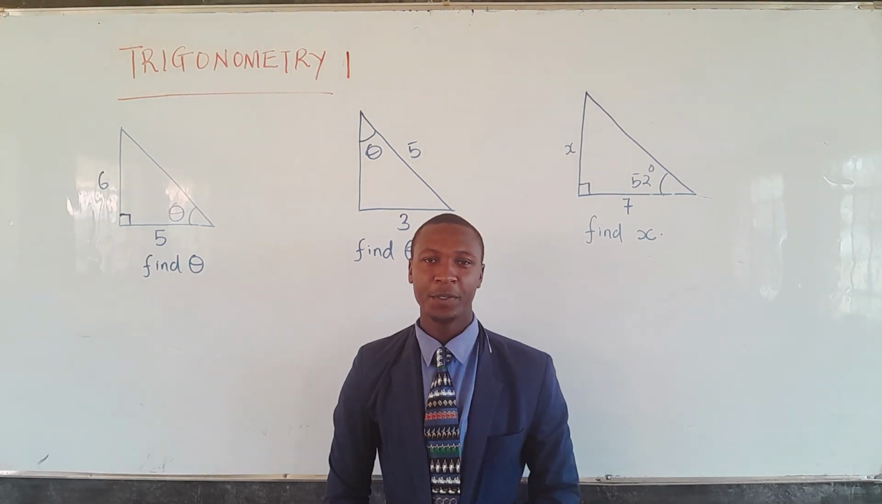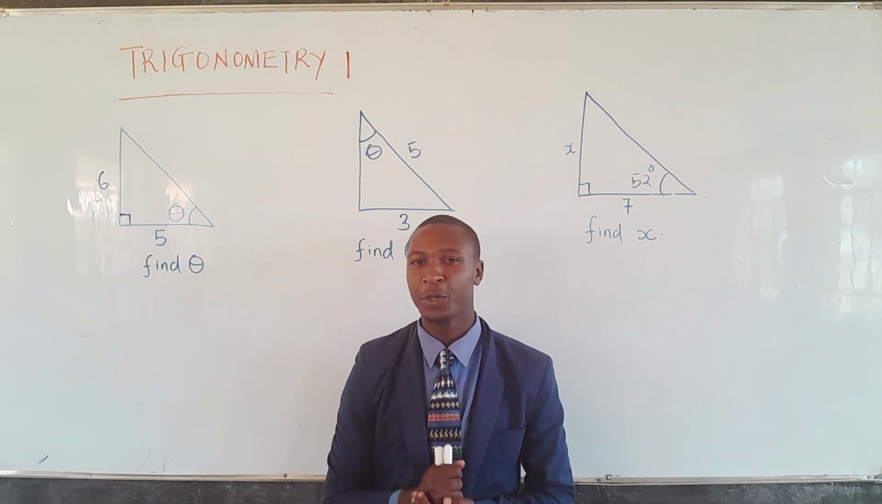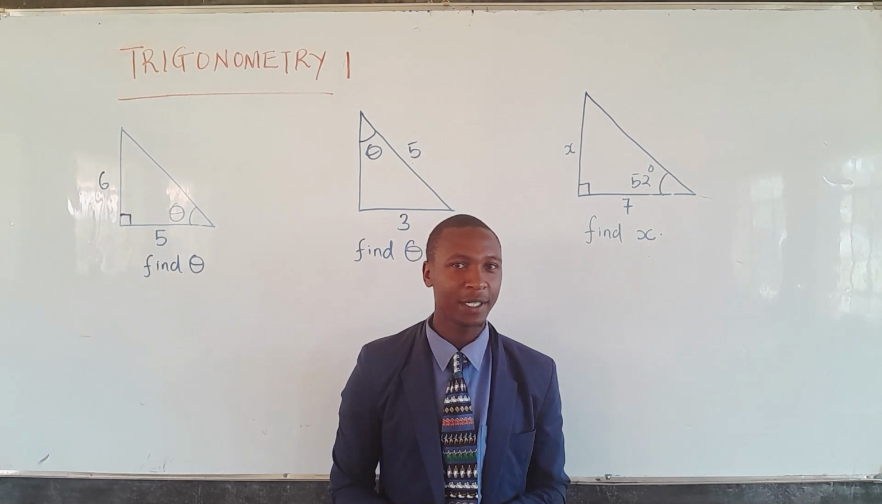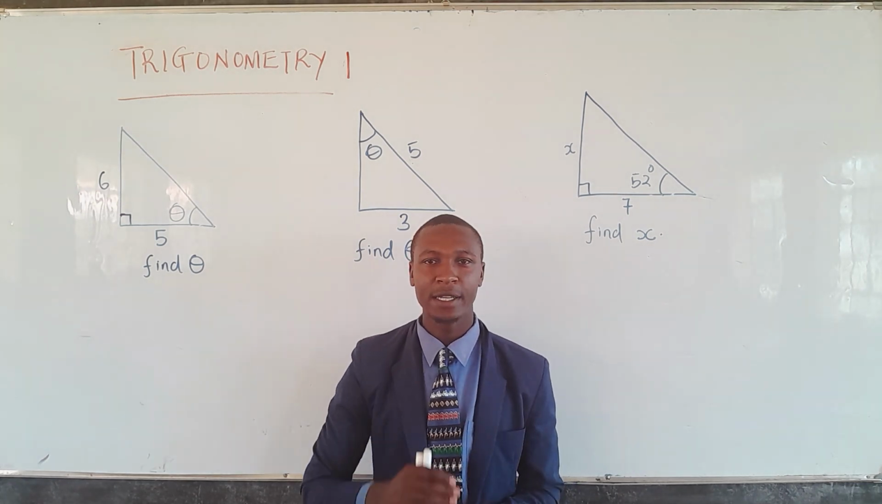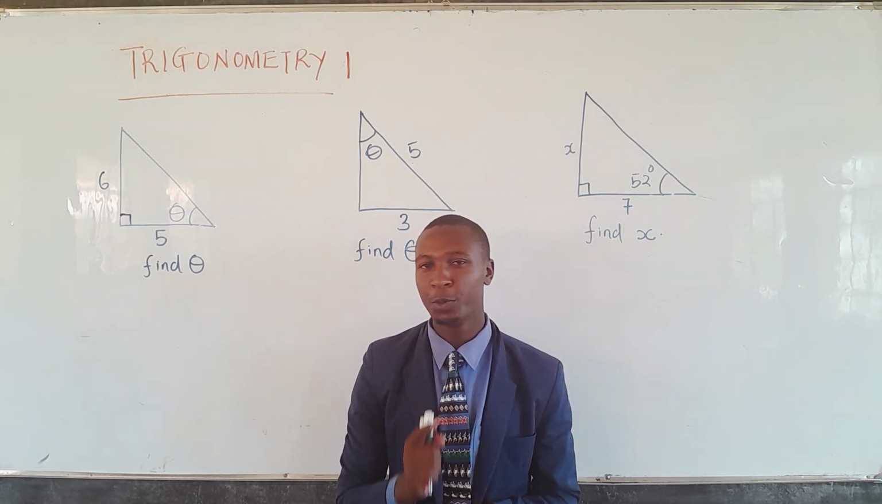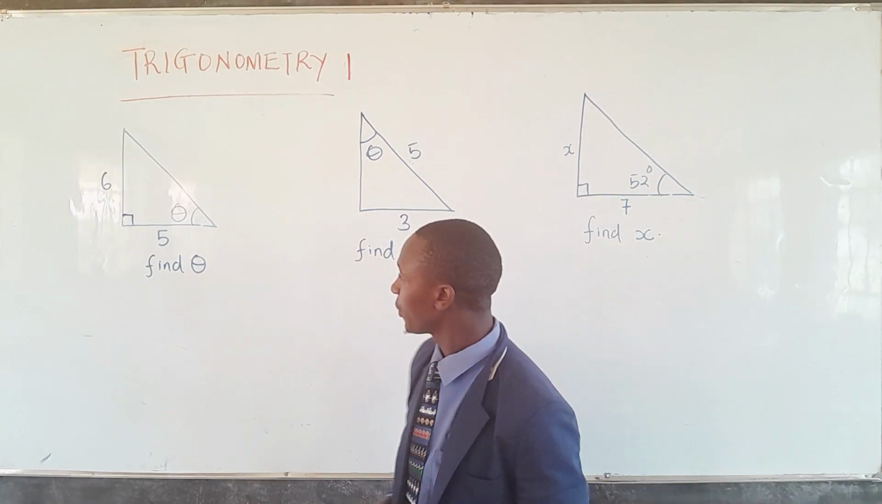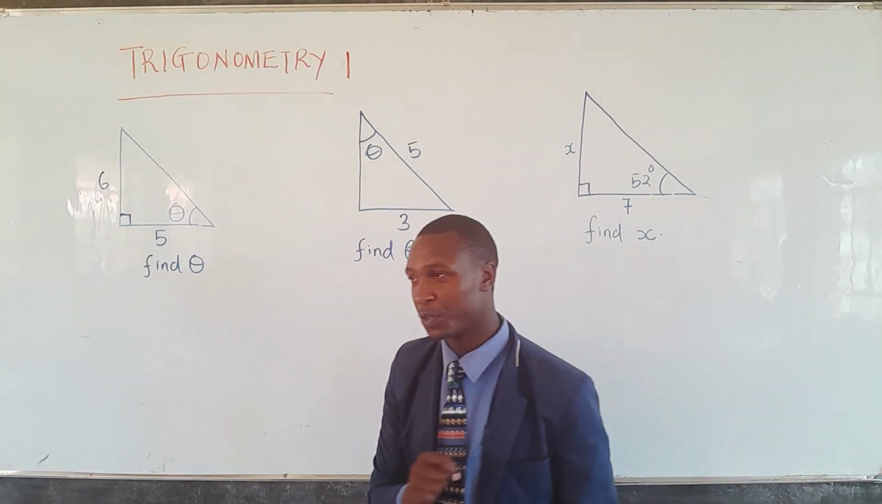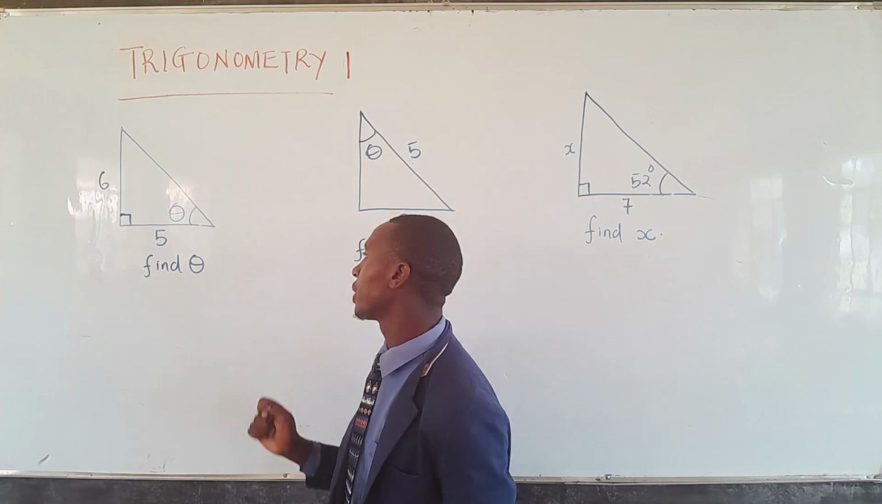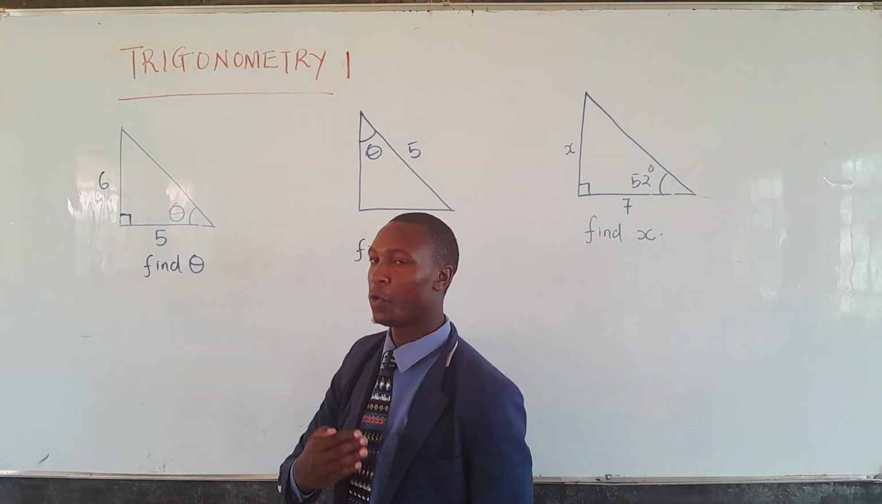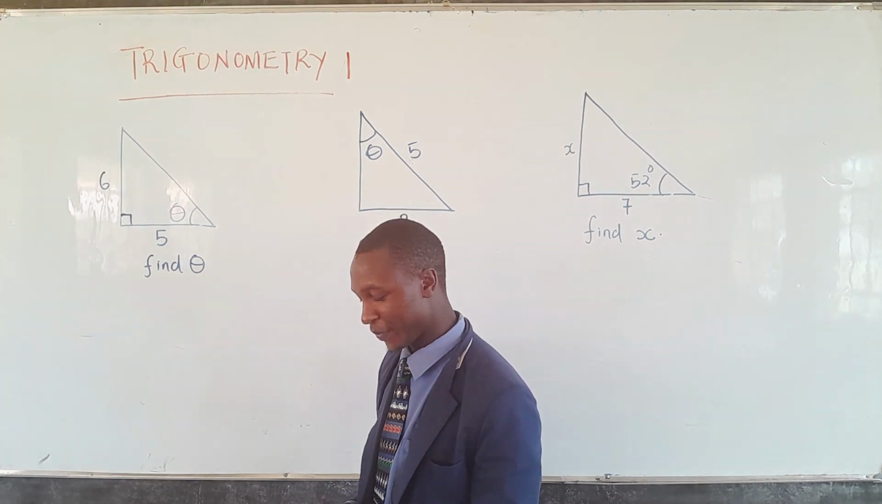Welcome to this video, and here is our first example in which we are going to apply the trigonometric ratios, the sine, the cosine, and the tangent to be able to solve a few problems. So we have a first triangle, which is a right angled triangle, as you can see, in which we are supposed to find theta, the value of theta, and that is the angle.